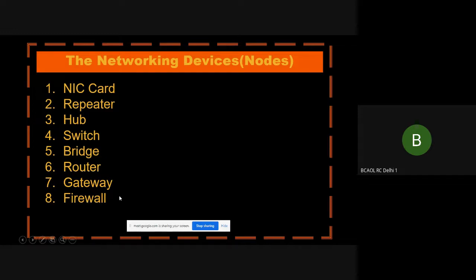If any unauthorized access is happening from outside, it doesn't allow that access. If somebody is breaching your network, it takes care of that. Do you understand? That is a firewall.